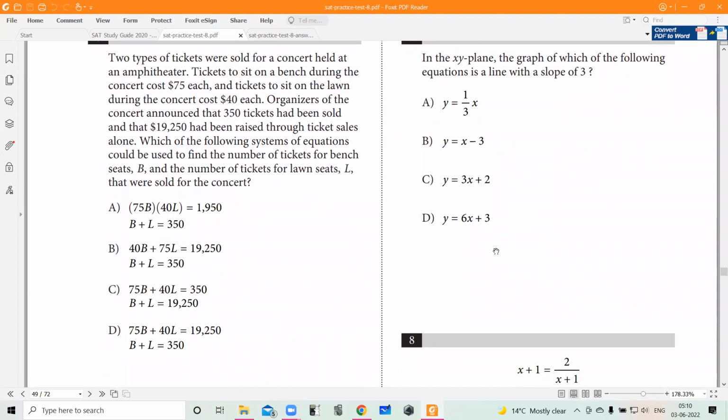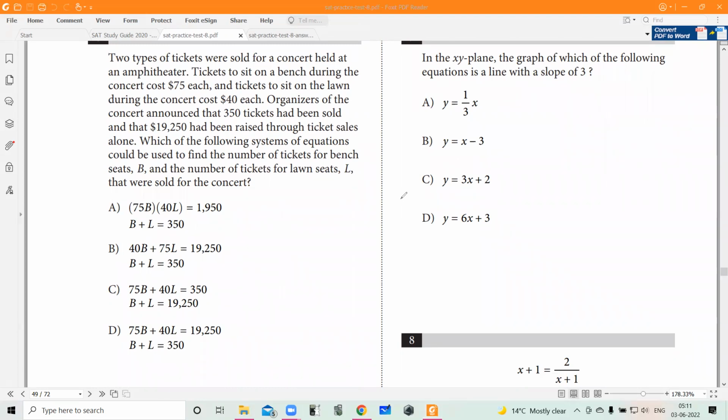Two types of tickets are sold for a concert at an amphitheater. Tickets to sit on a bench during the concert cost 75, so 75B. And tickets to sit on the lawn during the concert cost 40, so 40L. Organizers announced that 350 tickets had been sold and that $19,250 had been raised through ticket sales. Which of the following system of equations could be used?